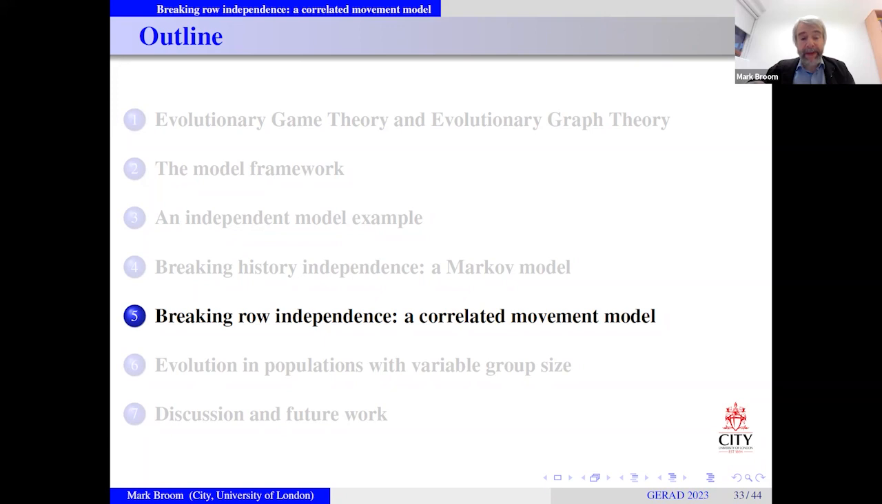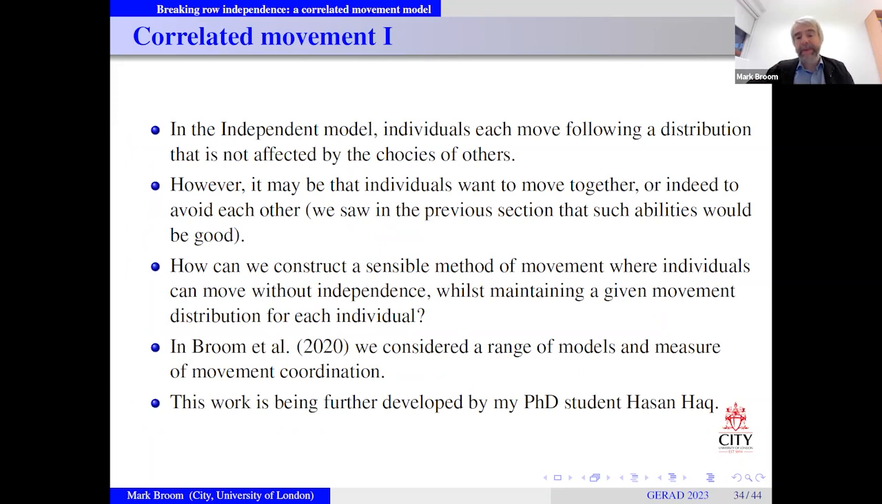So now I've got row independence, and this model is not so much in the way of the dynamics. Here I'm just going to say how this process actually works. We have actually got some results on the dynamics now, but this is relatively recent. This is work currently with a different PhD student called Hassan Haq, who is working on these correlated movement models. But up until a year ago, there was nothing on this in terms of the dynamics, and still we're very much in a work in progress. So I'm just going to talk about how you can possibly get these correlated movement models.